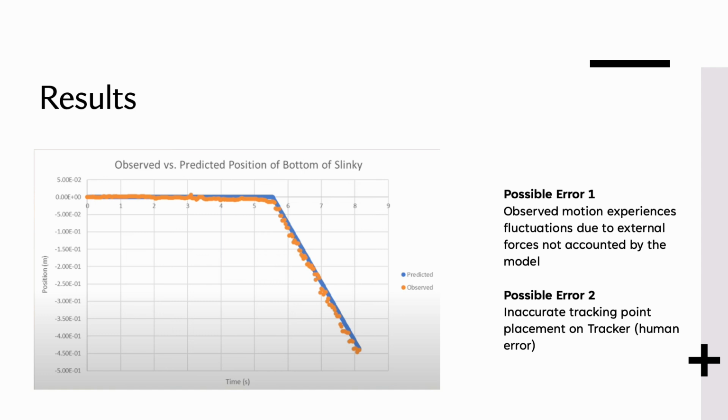Here's a graph comparing observed motion and predicted motion. The computational model closely matches the observed data. The bottom of the slinky remains stationary during the initial phase, but there are small discrepancies due to: 1. External forces like wind not accounted for. 2. Human error in tracking and calibration. Even with these errors, the model validates our predictions.